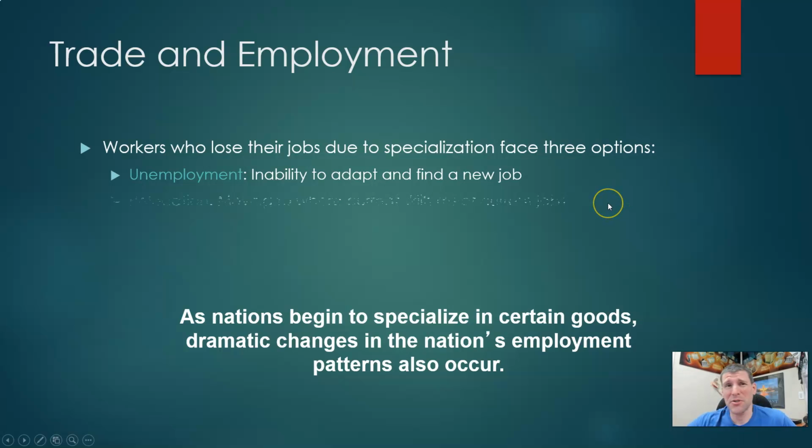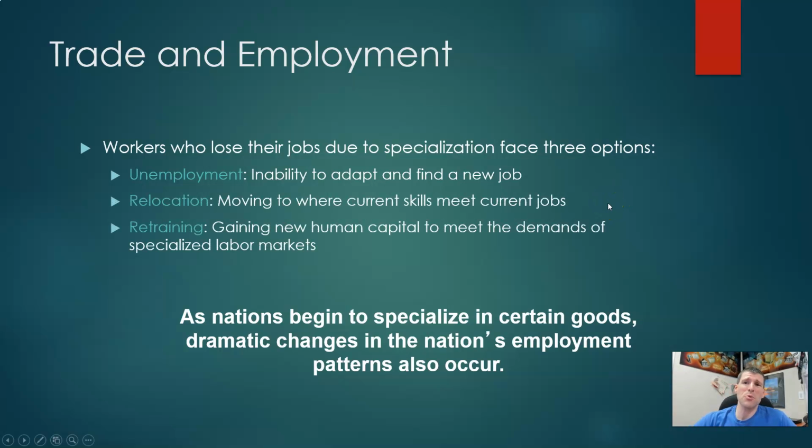Okay, now trade and employment here. When we do specialize in trade, one of the risks that we wind up having is jobs move around, right? Because if another country is able to produce something more efficiently than what the U.S. can, well, what's going to happen? It's going to be produced there instead of here. So what will happen to the jobs here is that they go away. This can create structural unemployment.